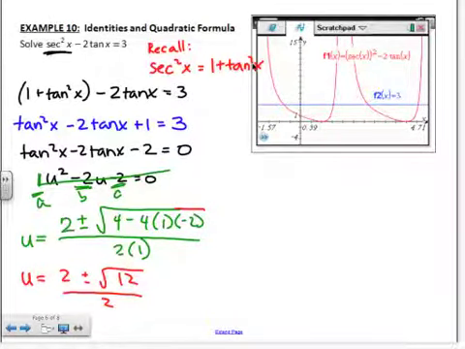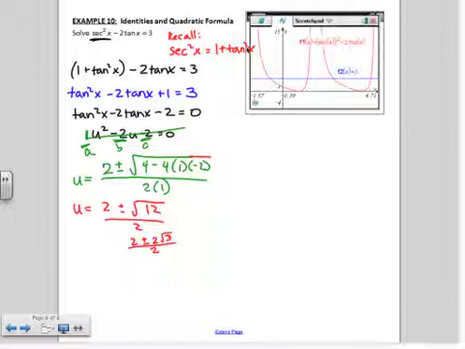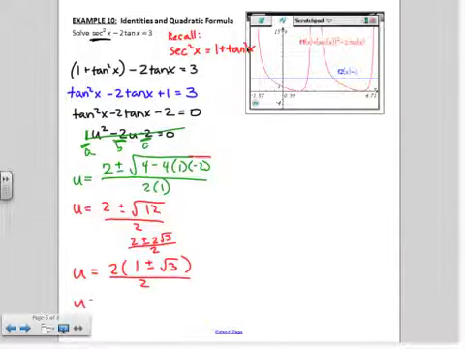So we know that we can factor out, this would be 2 square root of 3, 2 plus or minus 2 square root of 3 over 2, which you can factor out 2, so u equals 2 times 1 plus or minus the square root of 3 over 2, which equals u equals 1 plus or minus the square root of 3. Cool. Okay, so we think we're done, but we're not done. No, because u is tangent of x.